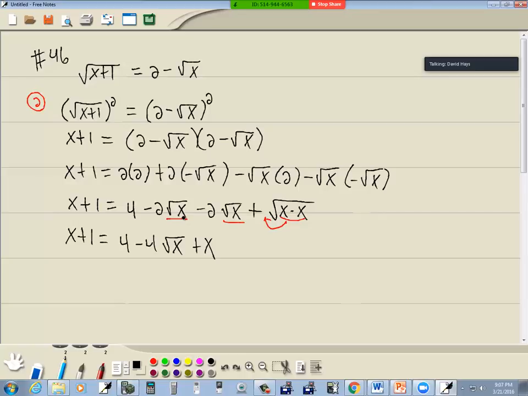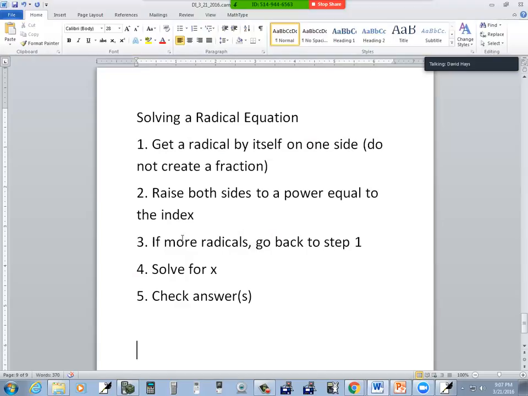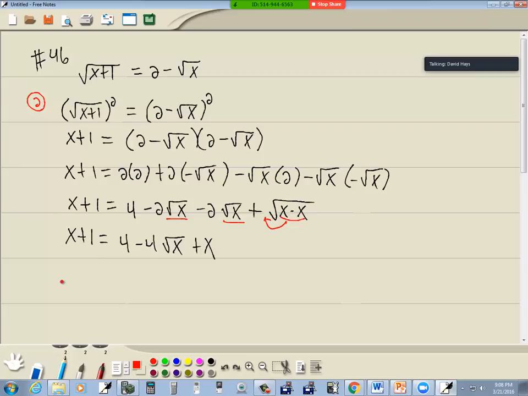Now at this point, you notice that our radical is still there. So step 3 says if you have more radicals, go back to step number 1. We're going to start over. Step 1, get a radical by itself.